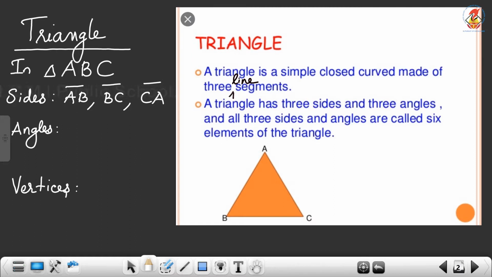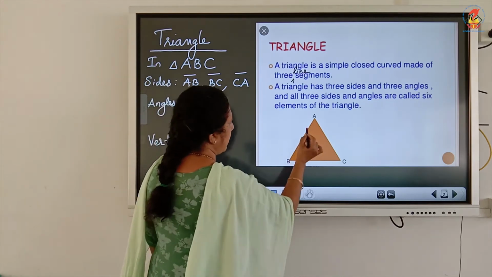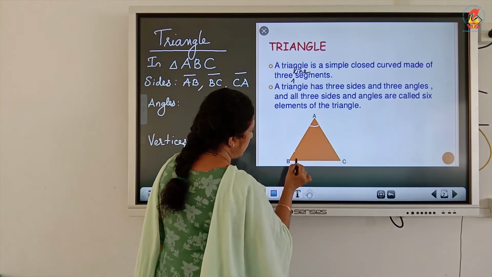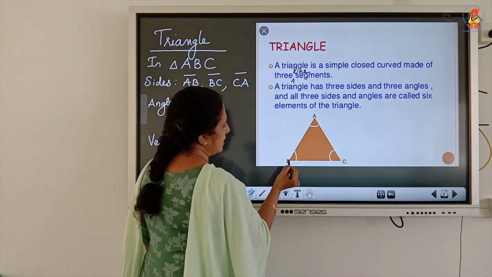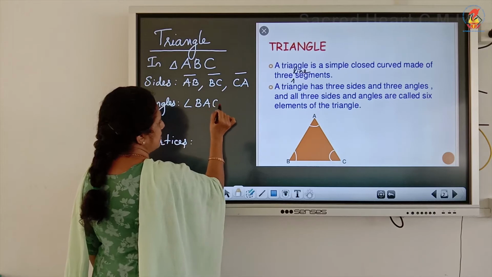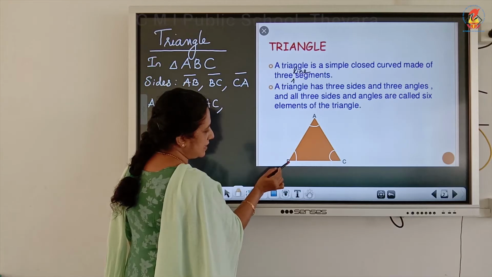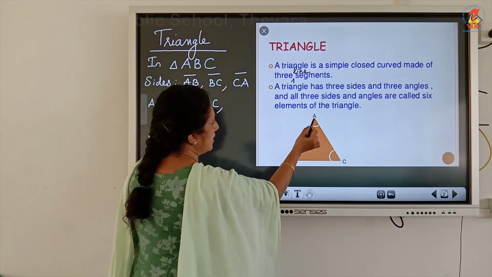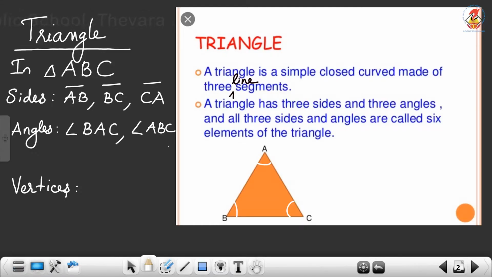Then again, a triangle has 3 angles. Now we can say that angle A, angle B and angle C. And angle A, we can say that it is angle BAC, or we can say that it is angle CAB. Now we have to write it in only one way. So angle BAC. Now next angle is angle B and we can say that it is angle ABC.